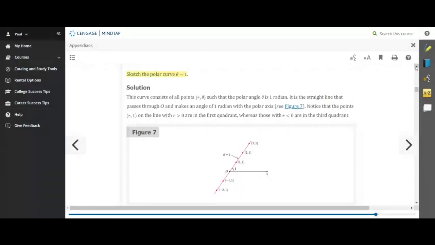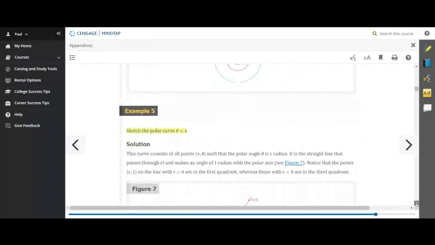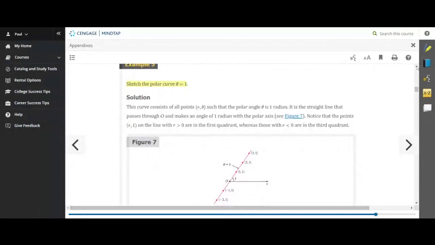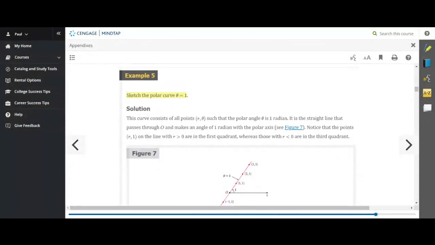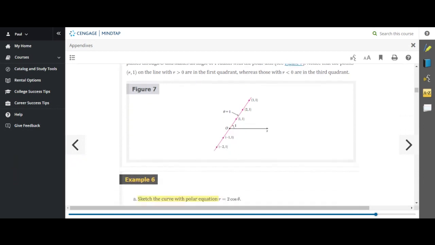In example 5, they say sketch the polar curve given by theta equals 1. All right, well, if theta equals 1, you're allowed to let the radius be anything, right? There's no restriction on the radius. It's just that all the points on your polar curve have to have angles of theta equals 1. So if we were to graph that polar curve, this would be what it looks like in figure 7.